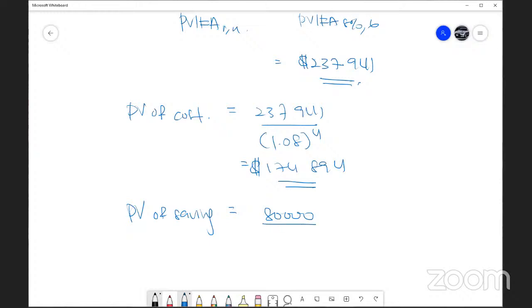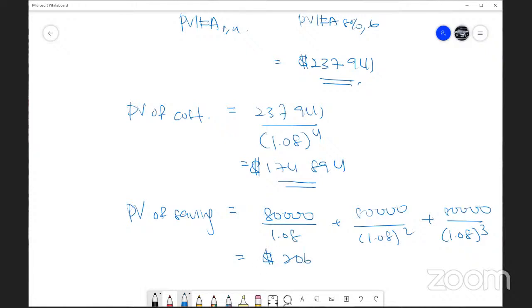Cost saving for 3 years: 80,000 over 1.08, plus 80,000 over 1.08 to the power of 2, plus 80,000 over 1.08 to the power of 3. So total all these three together, what do you get? You save $206,168. This is the total saving.